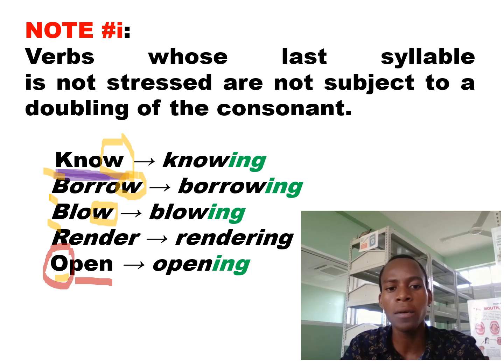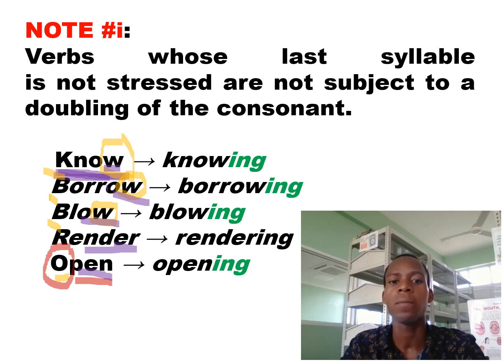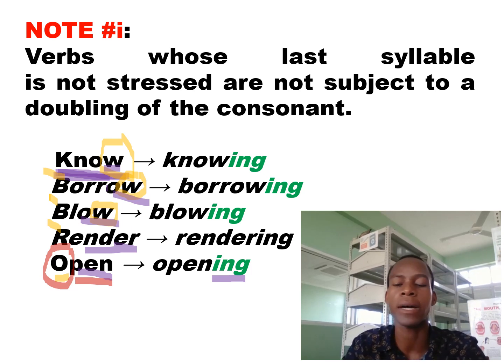Because the final sounds in these words, like pen and der, are not stressed, we cannot double the consonants in spelling. What we do is add ing, like knowing, borrowing, drawing, rendering, open, opening. So we form the present participle with these unstressed final sound words by adding ing without doubling the consonant before it. Let's have a look at the next part.